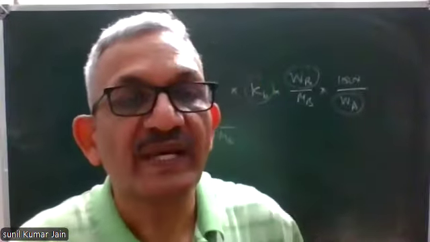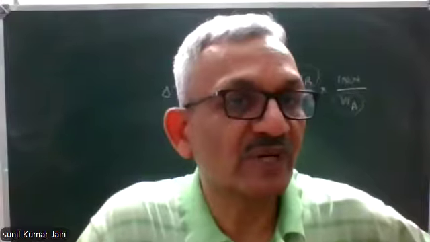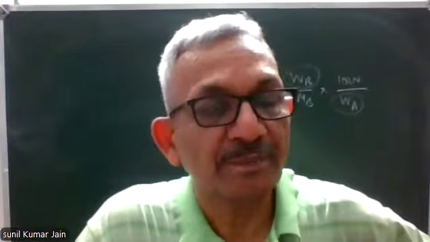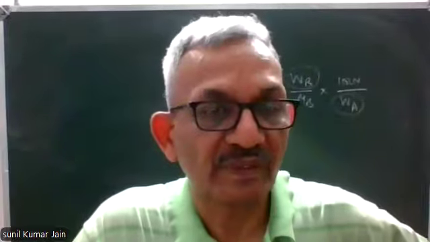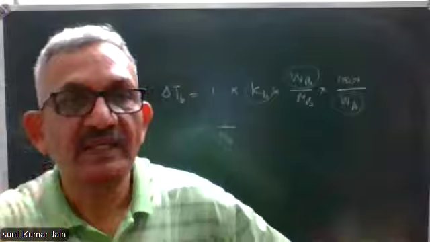C part, third, acetic acid. It's mentioned this is a weak electrolyte. It means the value of i is more than 1 but less than 2. Right? Because it will give 2 ions, but the value of i will be more than 1, less than 2.